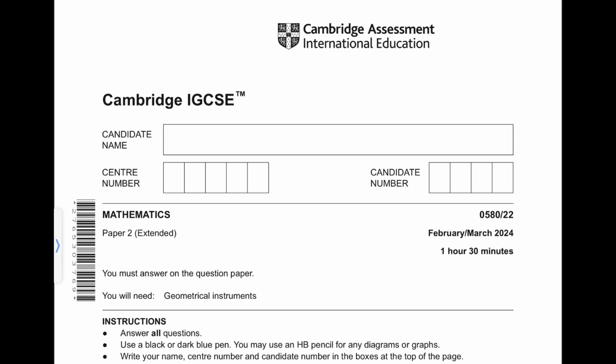So today we're looking at IGCSE Mathematics 0580 Paper 2 Variant 2 from Feb March 2024. Needless to say, this is the most recent paper which has been conducted for 0580 and is likely to be very helpful to candidates appearing in May June 2024.